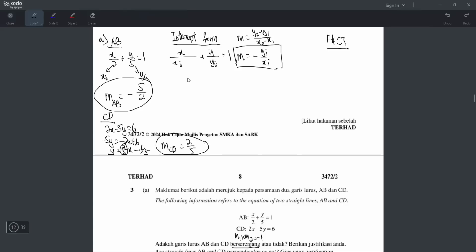So kita akan ambil gradient of AB darab dengan gradient of CD. Kenapa saya buat macam tu? Kenapa saya darab? Sebab saya nak tahu dia berserenjang atau tidak. Okay, I need to know M1 times M2, is it negative 1? So negative 5/2 darab dengan 2/5. Potong, potong, potong, potong. Yes, dapat negative 1. That means dia adalah berserenjang lah. Dua garisan ni dia adalah perpendicular. So we can jawab the soalan.